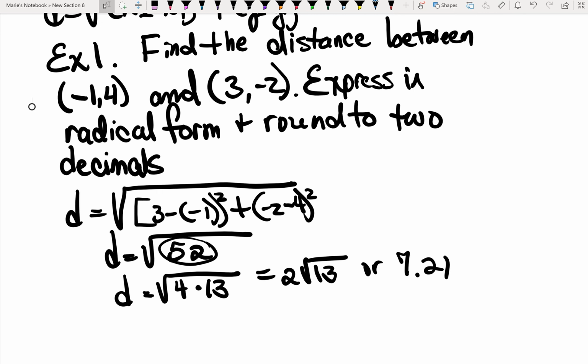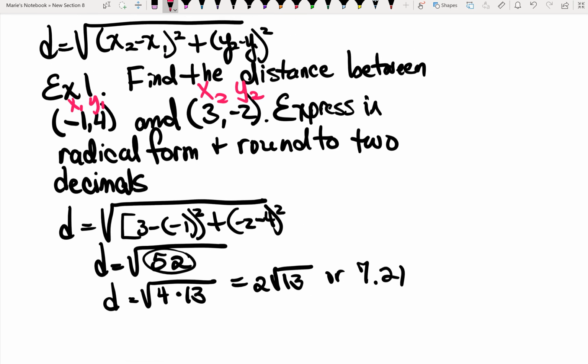My recommendation, as always, is to label. So if I label, I would say, let's go with x1, y1, and x2, y2 as a helpful hint how to get that answer.